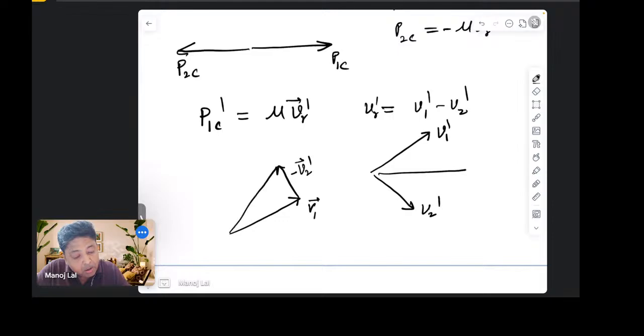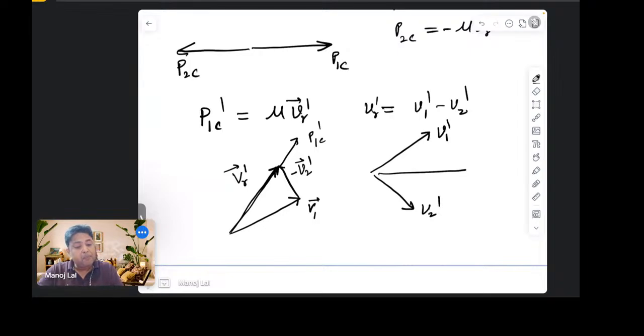This will be what? V1. V relative. This could be V relative dash. Yes or no? So this is V relative, and this is the direction of mu into V relative. This is the direction of what? P1C. Am I right?